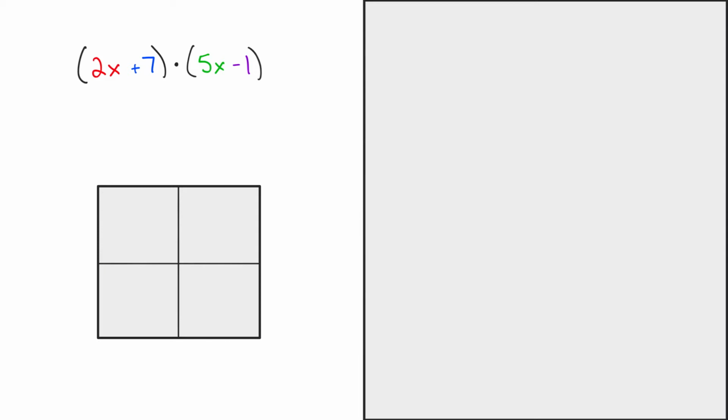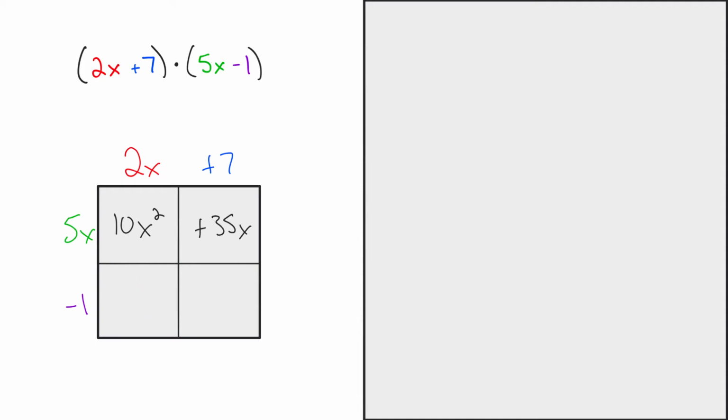We just got done dealing with two binomials being multiplied together, constructing an area model, and then filling in the exterior. Here's the 2x plus 7. Here's the 5x and the minus 1. And we multiplied them together. To get the top left area of the box, it's going to be 5x times 2x, which is 10x squared. To get the top right box, 5x times 7, because it's 5x tall, 7 wide. That'll give us a positive 35x.